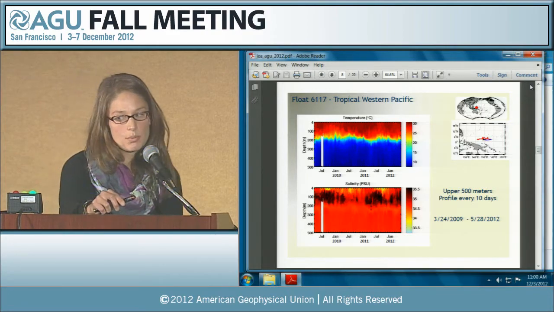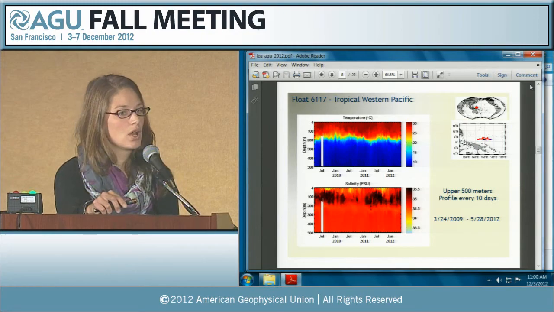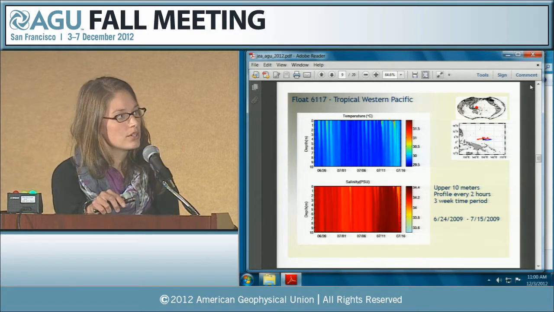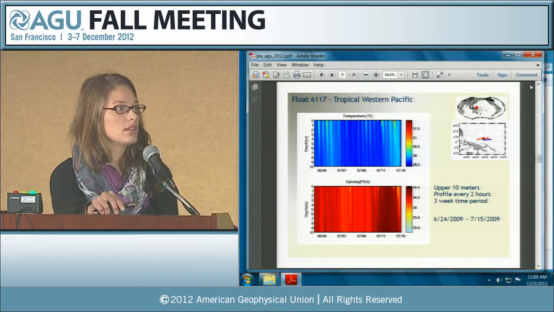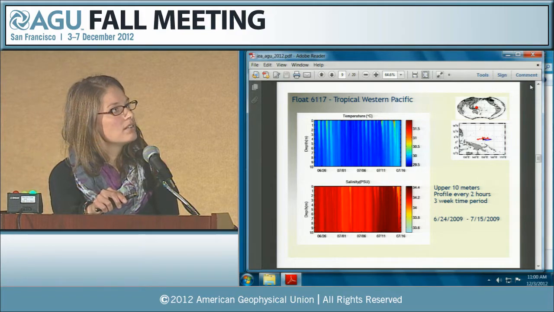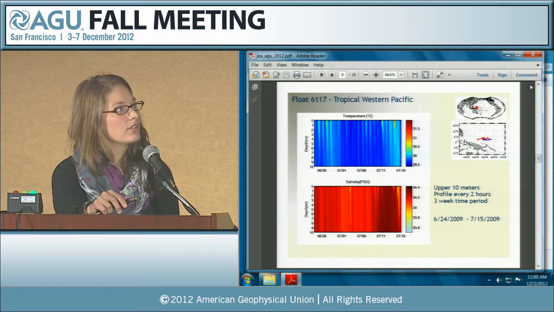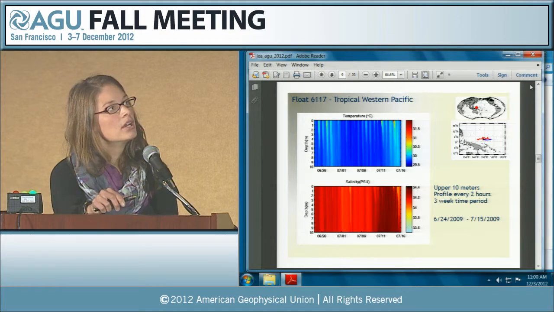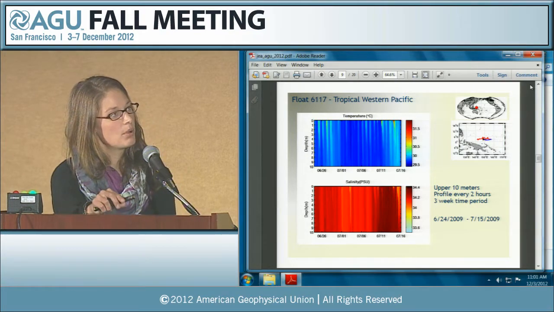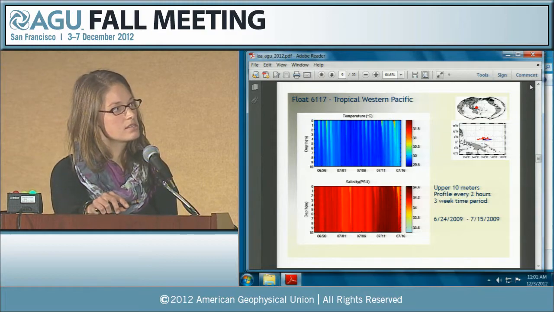This white region here is when we actually changed the float mission to operate only in the upper 150 meters for a 3-week time period. So shown here is data from that 3-week time period in June and July of 2009. Looking at data from the STS unit for the upper 10 meters, we can see a clear diurnal cycle in temperature indicated by the striations and coloration. We also see approximate diurnal cycling in salinity.